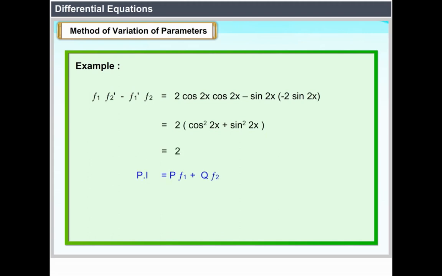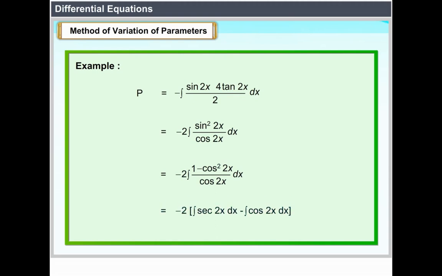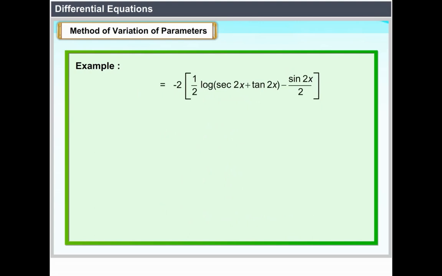PI = Pf1 + Qf2. P = −∫ f2 X / (f1 f2' − f1' f2) dx = −∫ sin 2x · 4 tan 2x / 2 dx = −2 ∫ sin² 2x / cos 2x dx = −2 ∫ (1 − cos² 2x)/cos 2x dx = −2 [∫ sec 2x dx − ∫ cos 2x dx] = −2 [1/2 log(sec 2x + tan 2x) − sin 2x / 2] = sin 2x − log(sec 2x + tan 2x).